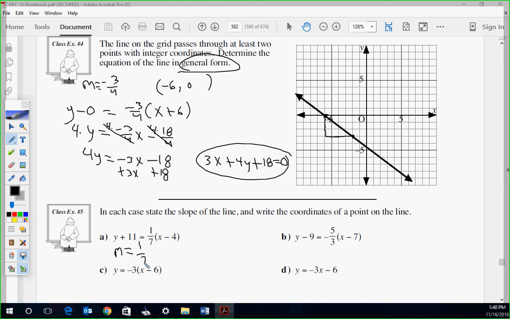Correct. Okay, what's the point, Hannah? So we want the points. Remember, it's the opposites. So that's a minus 4, so I want a positive 4 for x. That's a plus 11, so I want a minus 11 for y. Remember, we get x here, y here. Got it? Okay, so what's the slope for b?